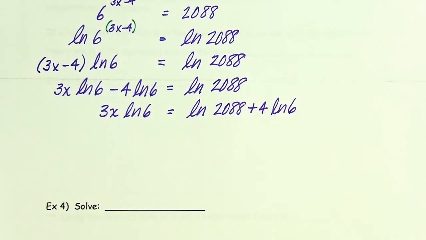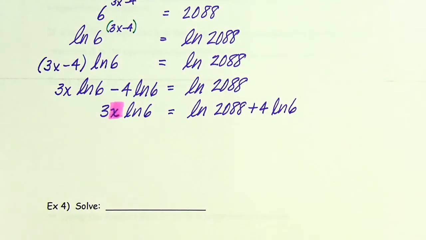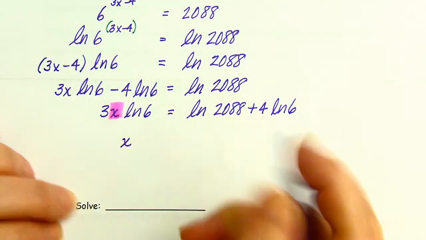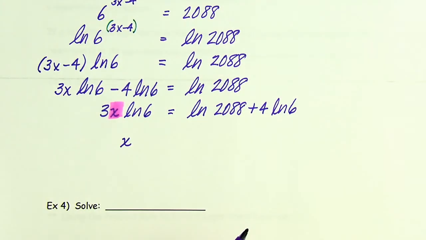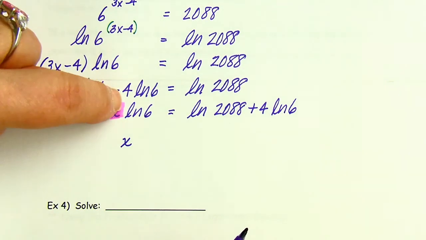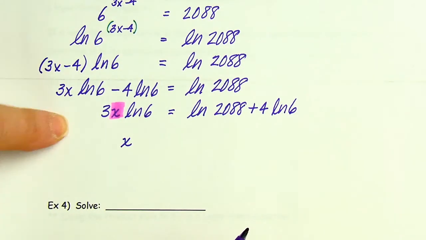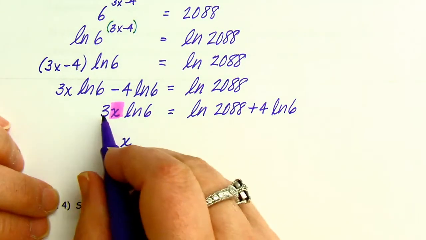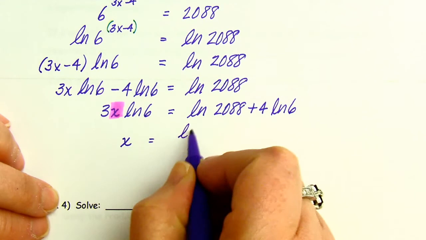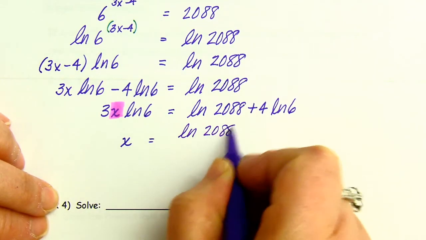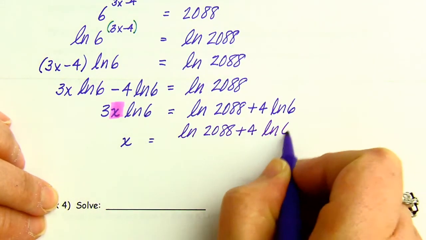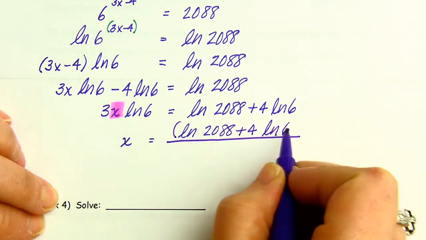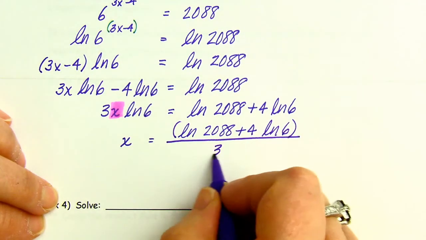Divide. Folks, we want x by itself. We're not going to divide and then divide again. We're going to divide in one fell swoop, which means we're going to divide by 3 times the natural log of 6. Folks, multiplication is commutative. 3 times x times ln 6 is the same as x times 3 times ln 6. So I'm dividing both sides by 3 times ln 6. The numerator is the natural log of 2088 plus 4 times the natural log of 6. This is a quantity divided by 3 ln 6.